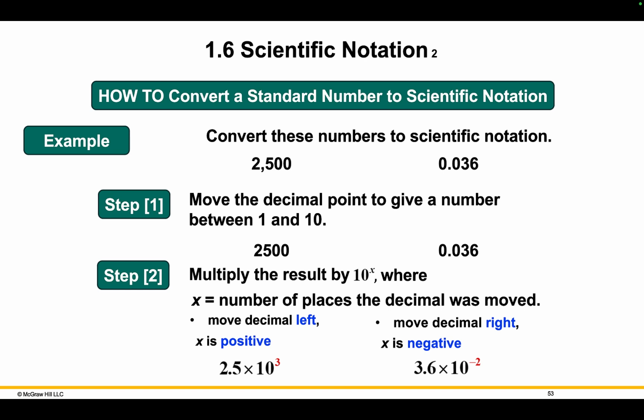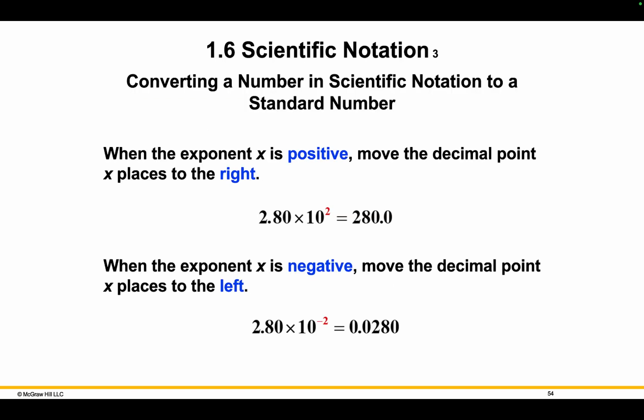So when you're converting a standard number to scientific notation, the first thing you need to do is move the decimal point to give you that number between 1 and 10. From there, you're going to multiply the result by 10 to whatever power, and that power is going to be determined by how many places the decimal was moved, and if you moved it to the left or to the right.